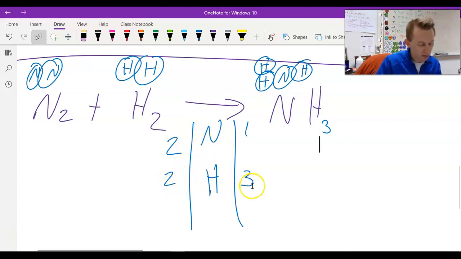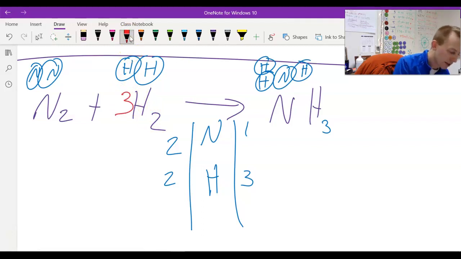So if I see a 2 and a 3, it's hard to know what numbers they need to be. So again, we're going to try to make 6 total hydrogens on the left and 6 total hydrogens on the right. So over here, if I want to get to 6 hydrogens, what would I need to put here? Something I'm going to multiply by 2 to get to 6. And if you're thinking 3, then you are correct. So let's put a 3 here.